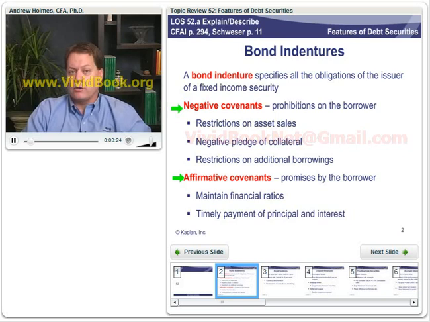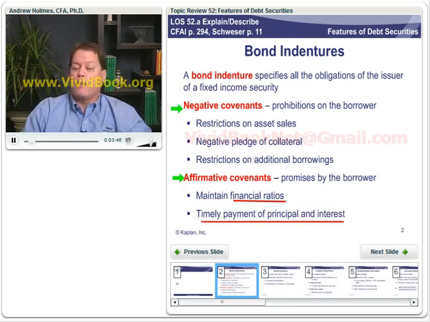The affirmative covenants are things that the firm must do. For instance, they must pay their taxes. They must report their operating results to the trustee. Okay? And as we see here, they have to maintain certain financial ratios, and then also have to, of course, make timely payment of the principal and interest. The financial ratios is an interesting one.